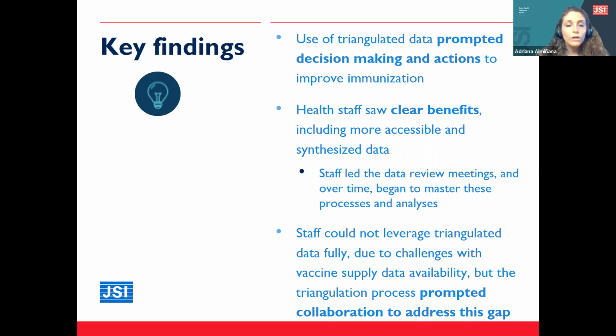And then finally, there were some big challenges that we had with the availability of vaccine supply data. There were a lot of issues happening at the time that were affecting the availability of data on the supply side. What this meant is that they couldn't leverage the triangulated data fully. They couldn't do every analysis that they wanted to because of that incomplete data. But the positive thing was that this triangulation process actually helped prompt collaboration to start addressing this gap that they were seeing.